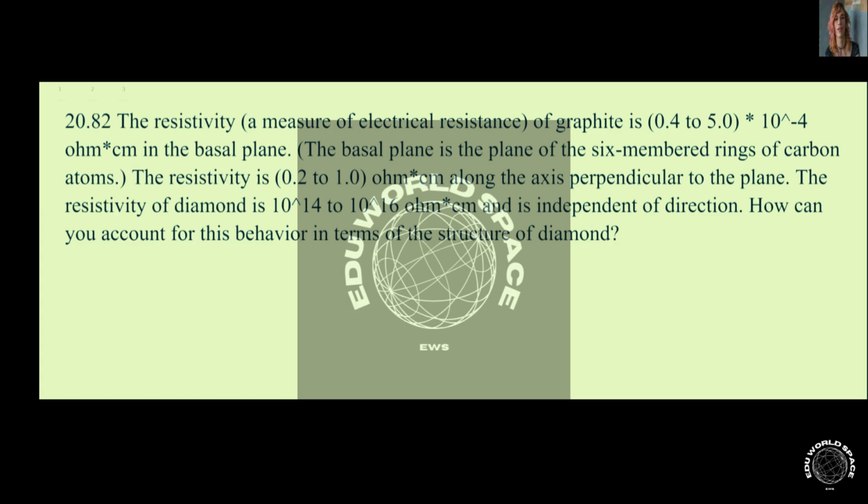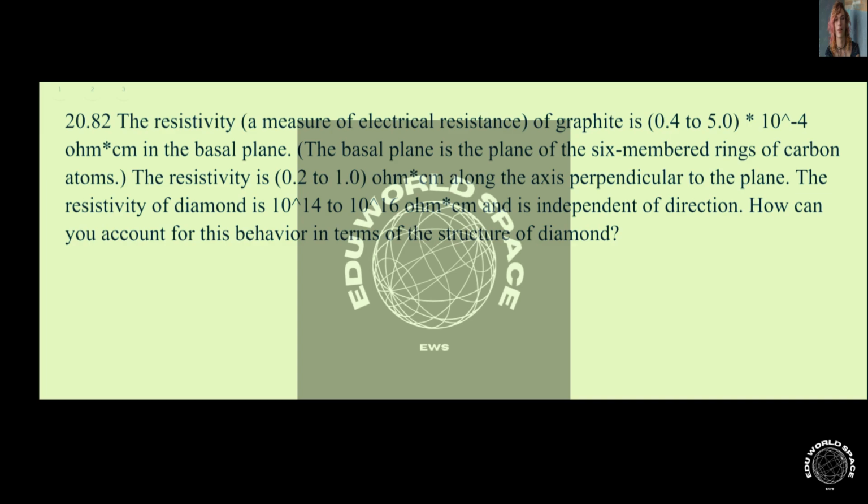So in this video, we're going to go over question 82 from chapter 20, which says the resistivity, a measure of electrical resistance, of graphite is 0.4 to 5.0 times 10 to the negative 4 ohm centimeters in the basal plane. The basal plane is the plane of the six-membered rings of the carbon atoms. The resistivity is 0.2 to 1 ohm centimeters along the axis perpendicular to the plane. The resistivity of diamond is 10 to the 14th to 10 to the 16th ohm centimeters and is independent of direction. How can you account for this behavior in terms of the structure of diamond?